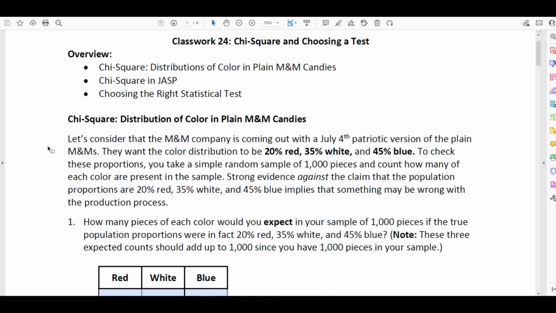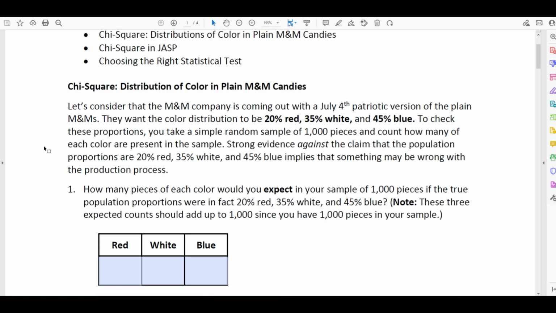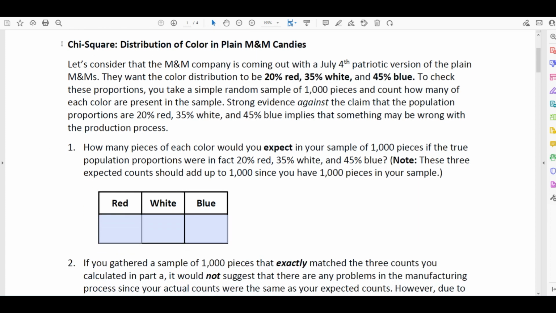So here we go with chi-squared test. As you'll see, chi-squared is spelled C-H-I squared. And so that C-H-I is pronounced chi, like a K like kite. Okay? So chi-squared, distribution of color in plain M&M candies.